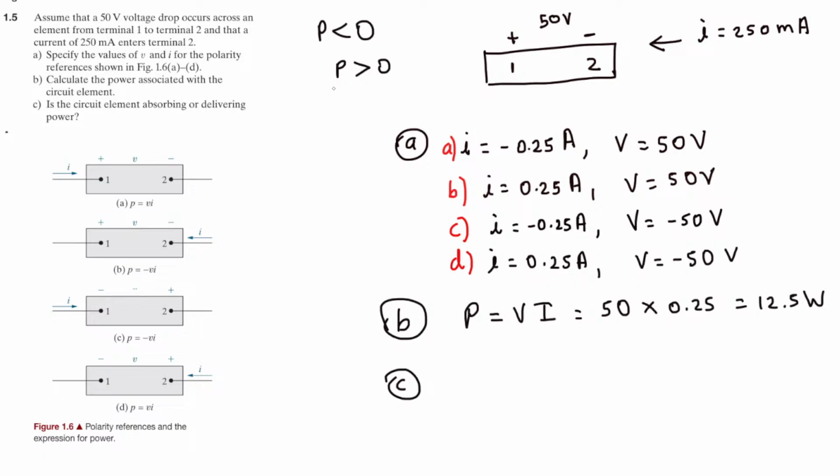But to clearly see that, there's another definition you can use: if the current goes from minus to plus, that is delivering. And if the current goes from plus to minus, that is absorbing. So in this case, you see the current is entering the terminal 2, which is negative, and going to positive. If it's going negative to positive, that is delivering. And if it's going positive to negative, that's absorbing. So here we know that this is going from negative to positive, which is delivering. So the answer here for the C part is delivering.